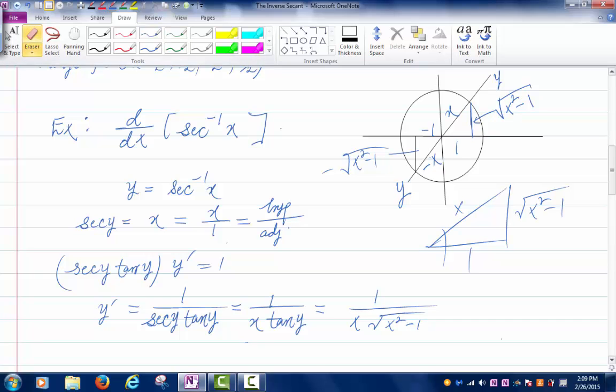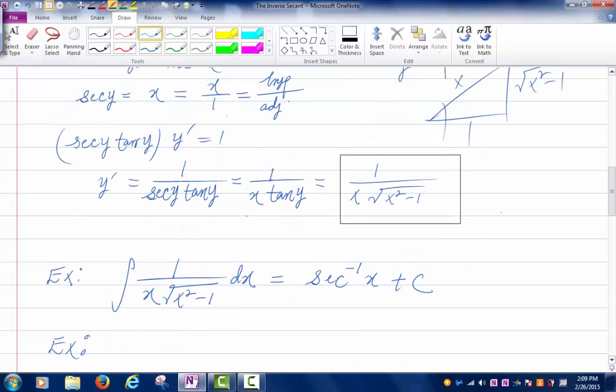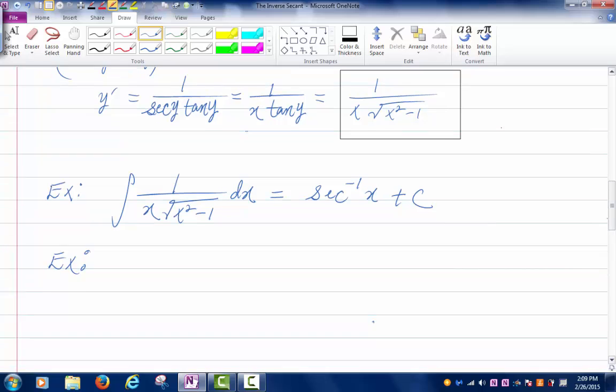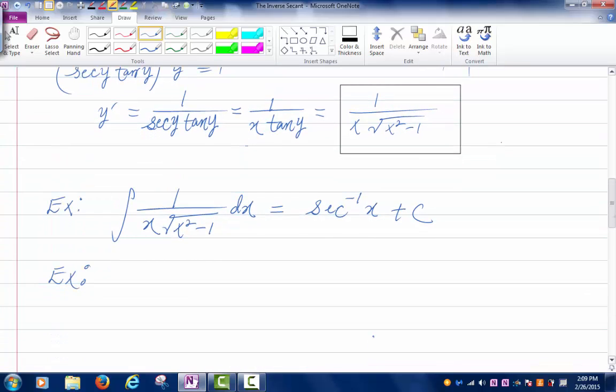Okay, so the derivative that we get at the end is what? Let me make sure I highlight that. This is the derivative I got for the secant inverse of x. Now, right away, what's the integral of 1 over x root of x squared minus 1? Yeah, it's the derivative of secant inverse. So you just get the secant inverse function. All right. Is everybody clear so far?